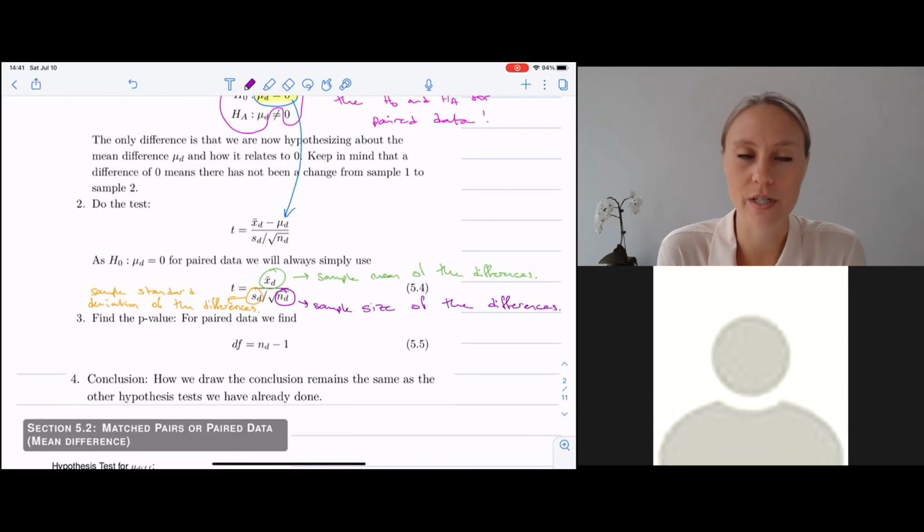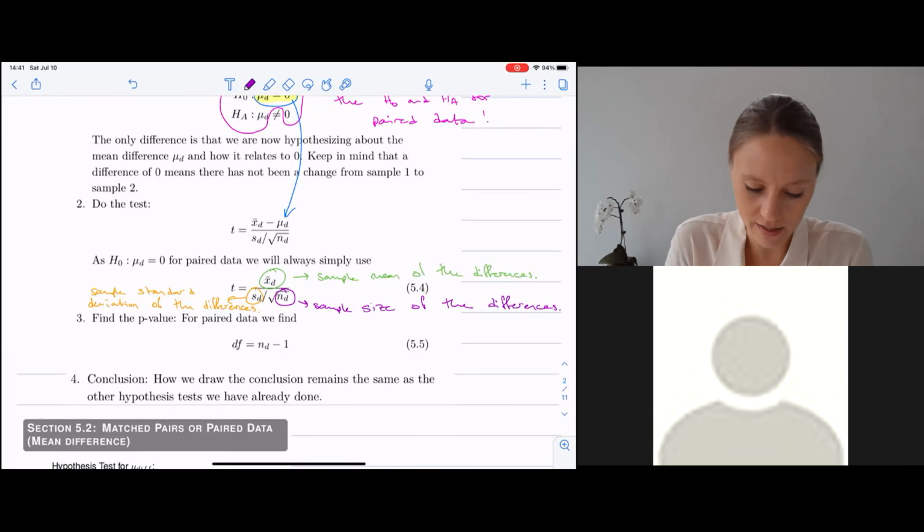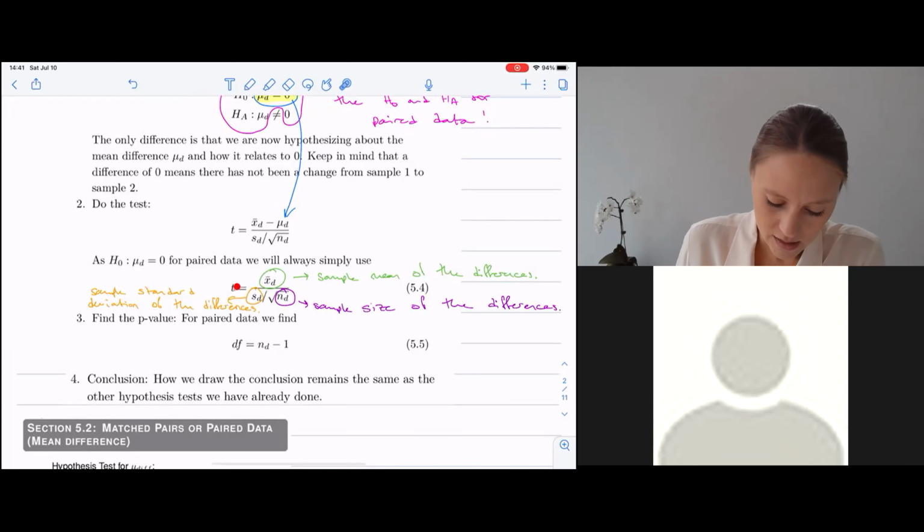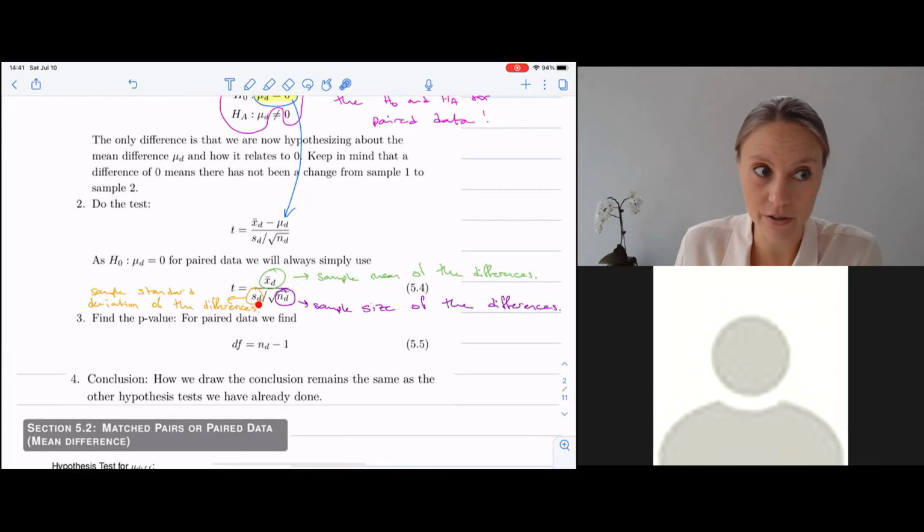Which leads us to our degrees of freedom, right? Because I'm calculating a t. Because I'm using a sample standard deviation, I'm calculating a t, which means I can use the t table to find the p-value. Are you keeping up or what?